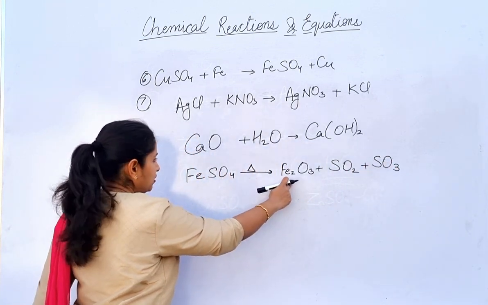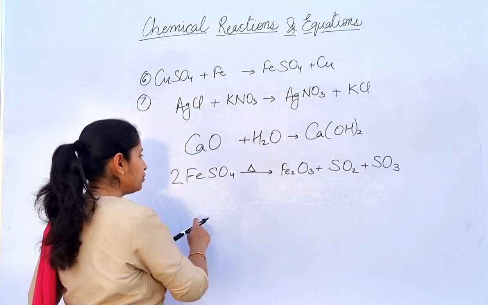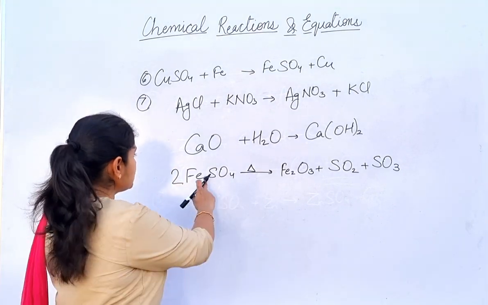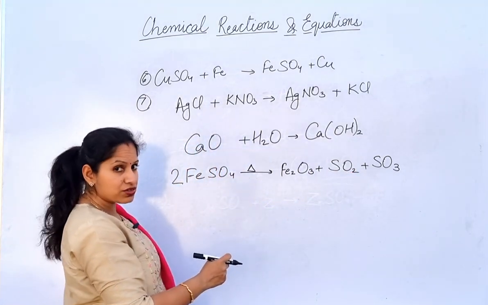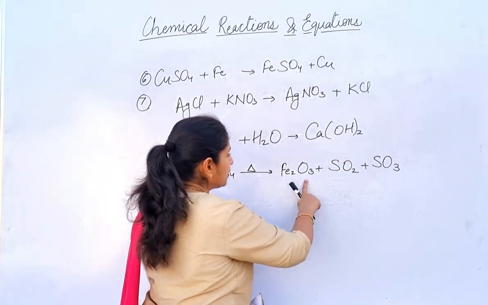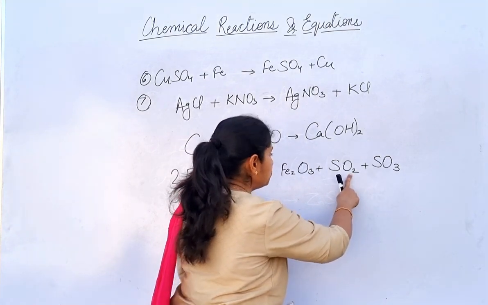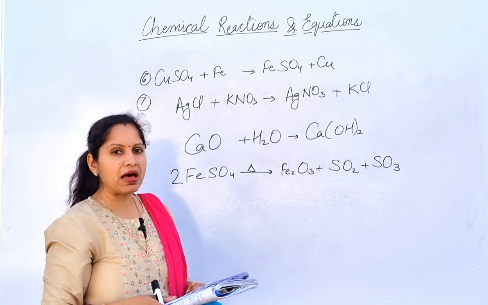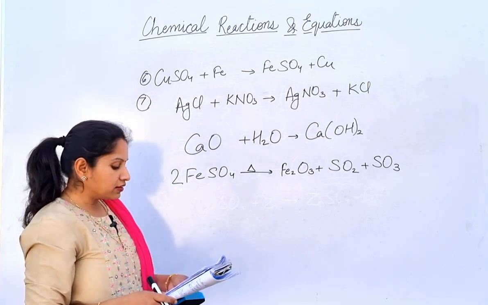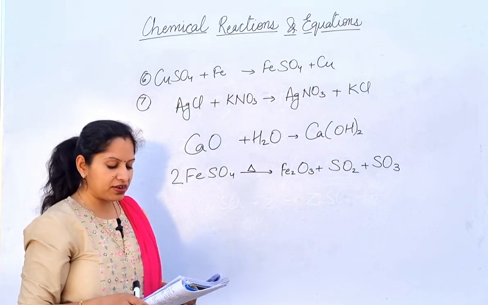Since here 2 Fe are there, we need to multiply FeSO4 with 2. Now sulfur, 2 atoms are there, and this side also 2 atoms are there. Let's count the oxygen to balance our equation. 3 plus 3 is 6, and 2 is 8. 4 times 2 is also 8. So this is a balanced equation. That is the thermal decomposition reaction of ferrous sulfate.